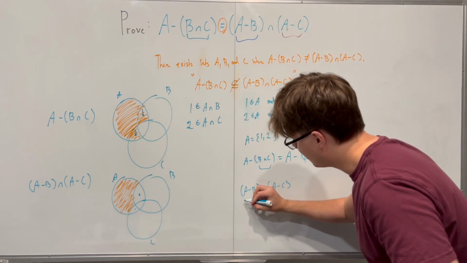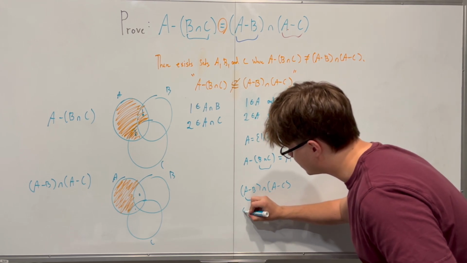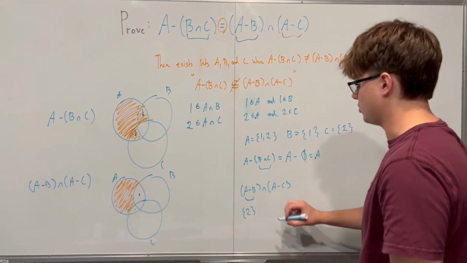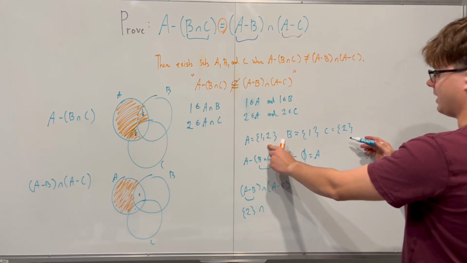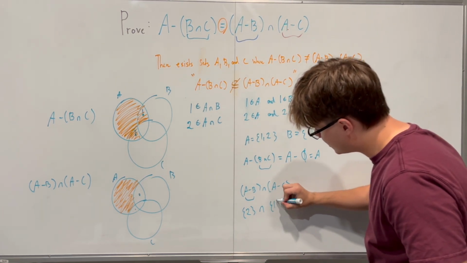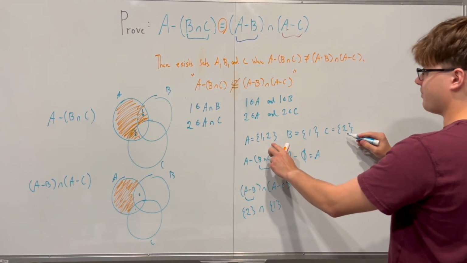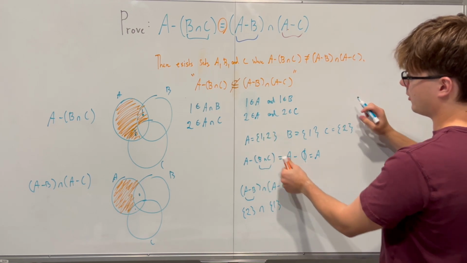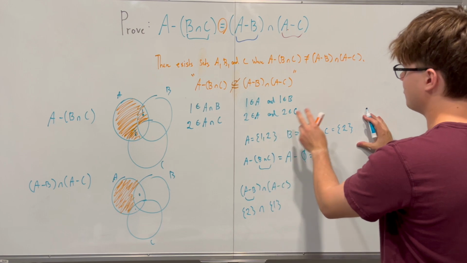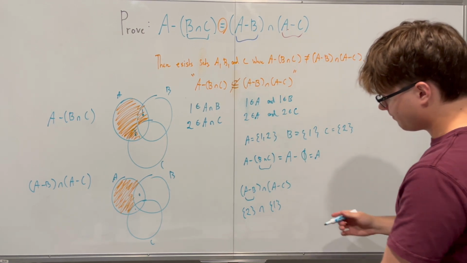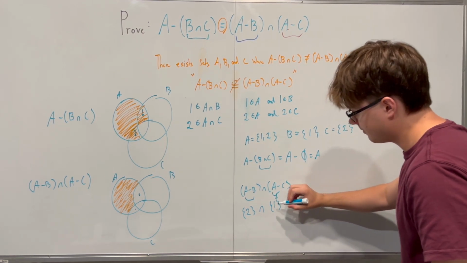So that means that this actually becomes the set containing only 2, okay? And then what is A minus C? Well, A minus C will be 1 because A and C both share 2, so we don't care about the 2. However, 1 is an element that is in A, but not in C. So that's what we get down here.